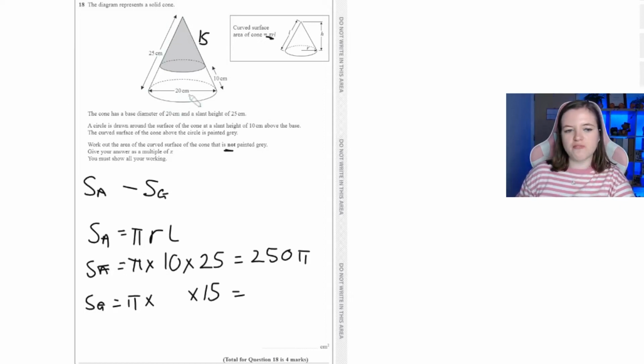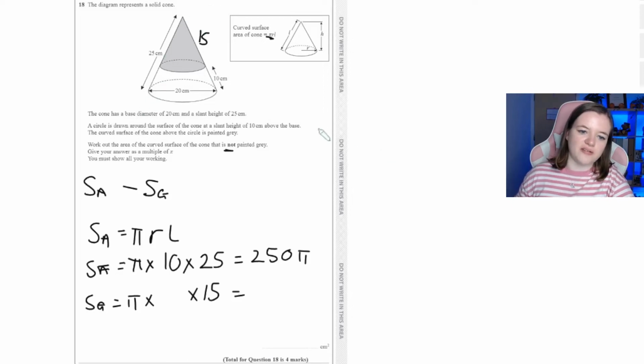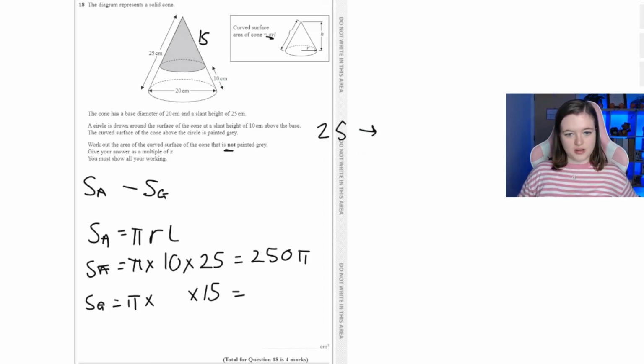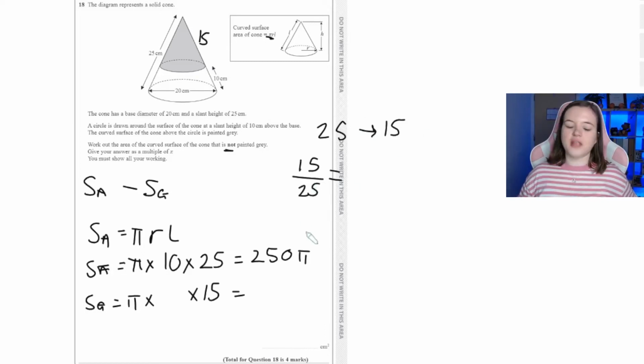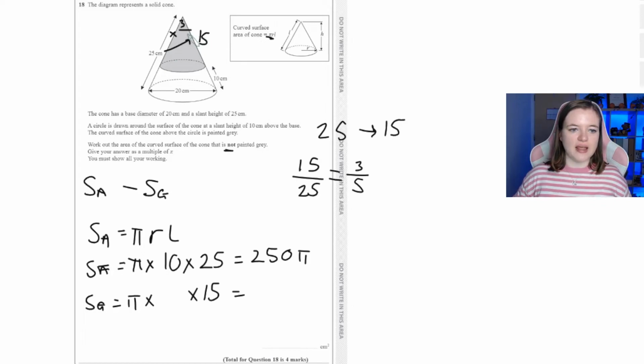That's what we need to do to get from this diameter to this diameter. So I can figure that out by using the slanted heights, which I know. In order to get from 25 to 15, I need to divide 15 by 25. Always the way. Divide it, and then that's going to be 15 over 25, which is just going to be 3/5. So in order to get from 25 to 15, I'm going to times it by 3/5.